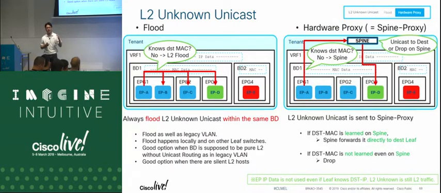Because it's not an IP address, so we can't do ARP for MAC address. So that's why we don't do our silent host detection for the MAC address. So if you have a really sensitive L2 host, or maybe a silent L2 host, then it's recommended to have a flood option because we can't detect it if it's silent. Okay?